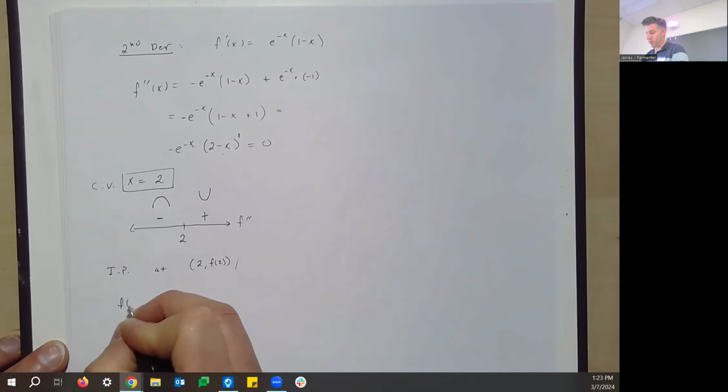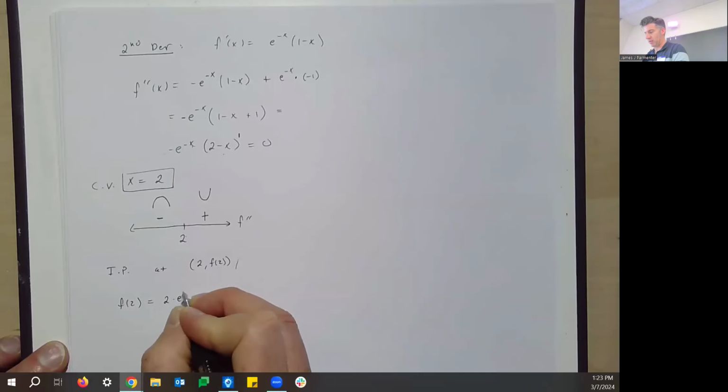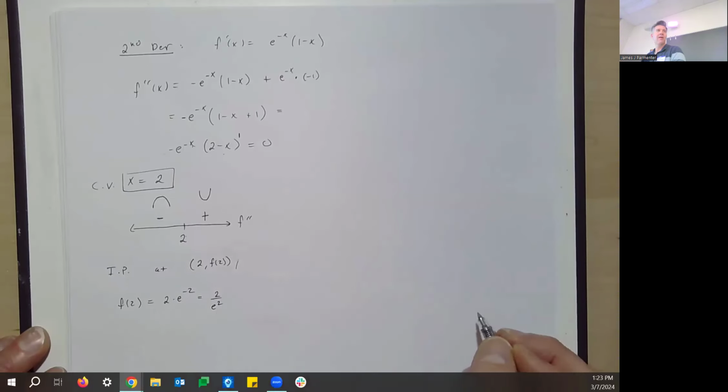And f of 2, if you plug 2 back into the original function, which was x e to the negative x, f of 2 is going to be 2 times e to the negative 2, or 2 over e squared. In my mind, e squared is about 8. Like it's a little bit less than 8, I think. I don't actually know. Let's find out.